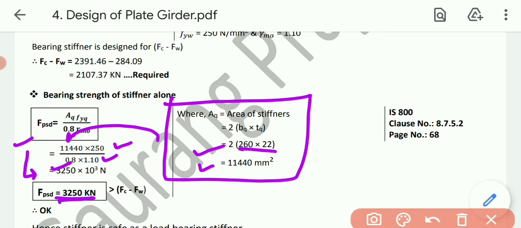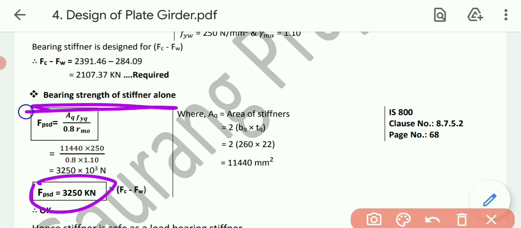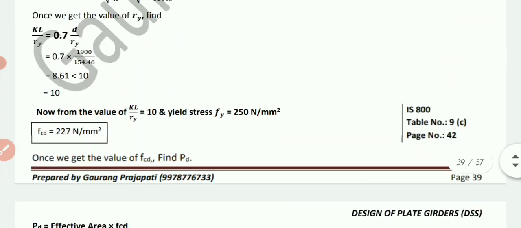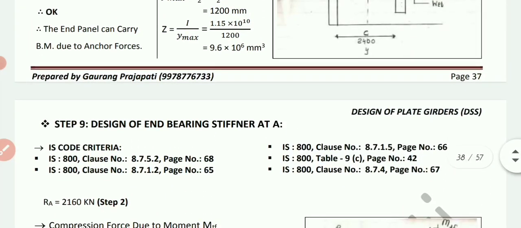So 3250 kilonewton. This FPSD indicates the bearing strength of the stiffener, and it should be greater than FC minus FW, that was 2107. So the condition is getting satisfied, and it's okay. The stiffener is safe as a load bearing stiffener. So this step number 9 indicates the design of the end bearing stiffener.